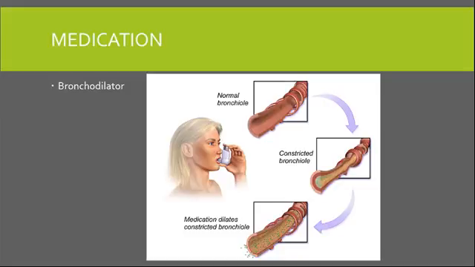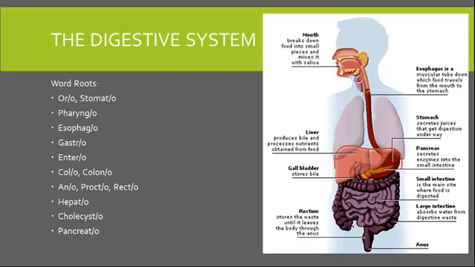Next, we're going to move forward to our digestive system. Here we can see the word roots that are often associated with our digestive system. Those are very important when you're looking at breaking down the terminology of the digestive system. The term alimentary means pertaining to the digestive tract as a whole.